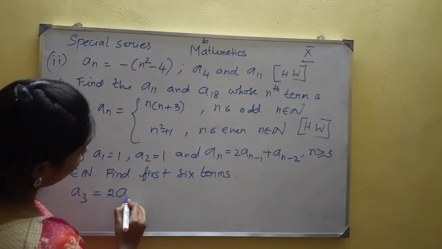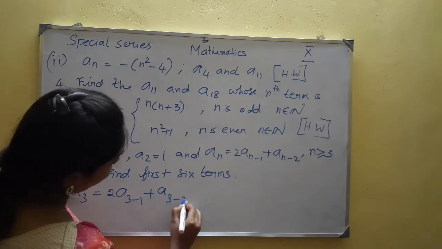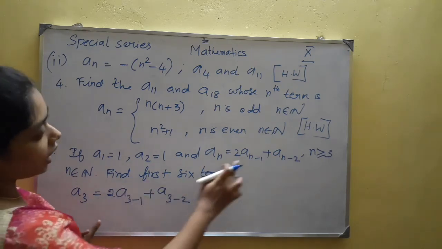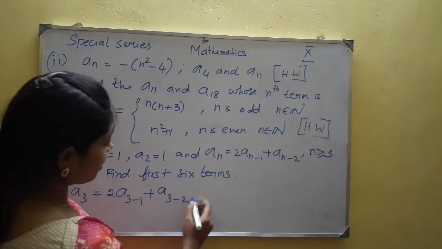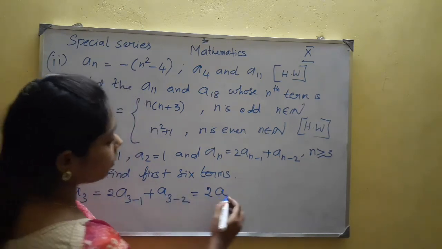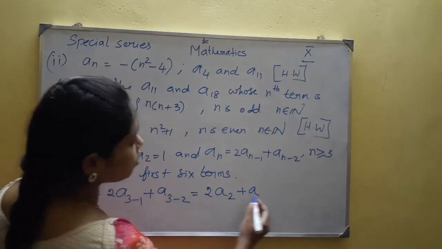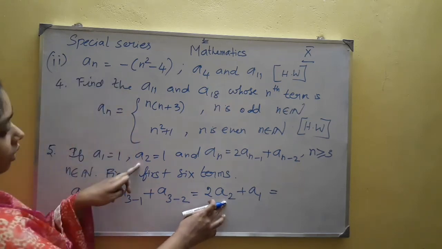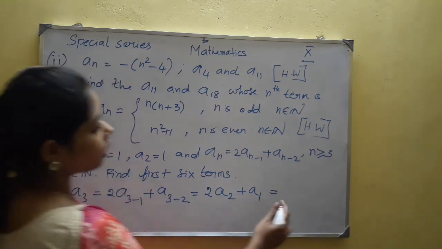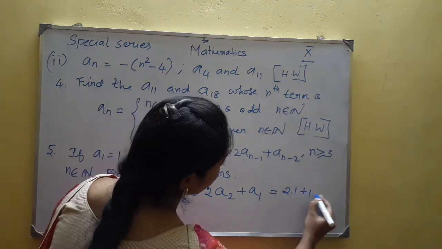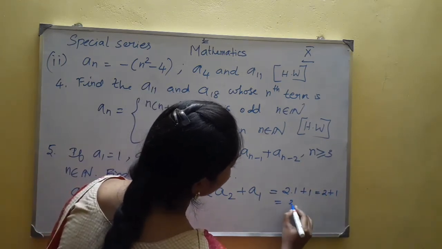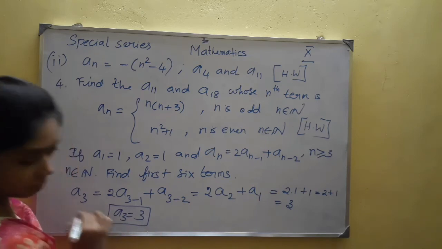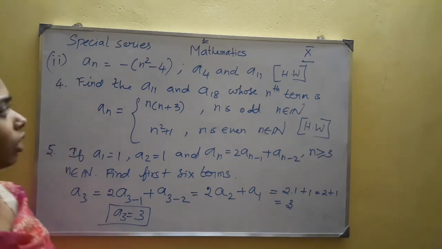A3 is 2 into A3 minus 1 plus A3 minus 2. Observe this clearly. In the place of n, I am just replacing it by 3. So n is 3, n minus 1 is 3 minus 1, n minus 2 is 3 minus 2. So 2 into A, 3 minus 1 is 2, A, 3 minus 2 is 1. Just observe this clearly again: 2 into A2 plus A1. What is the A2 value given in the question? 1. The A1 value given in the question? 1. So 2 into 1 plus 1. 2 ones are 2, plus 1, which gives you 3. So your third term A3 is 3. You found the value of the third term. Now 3 more terms.